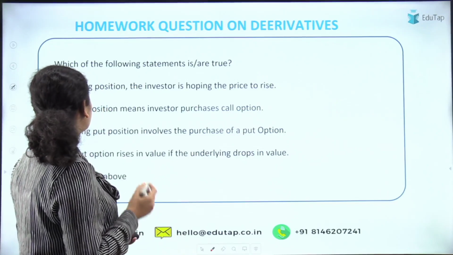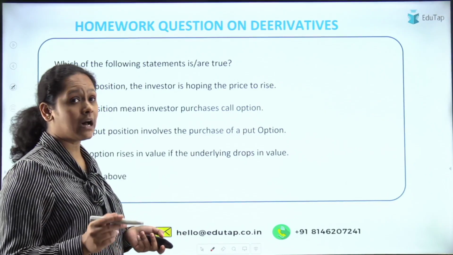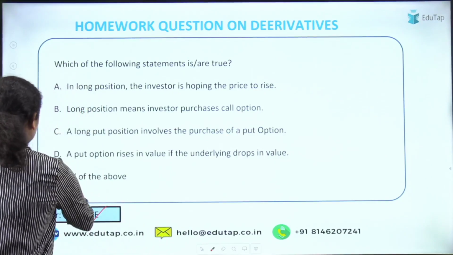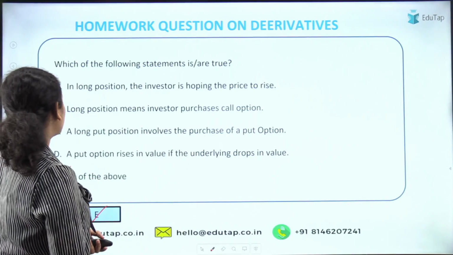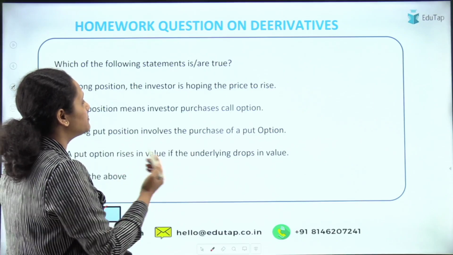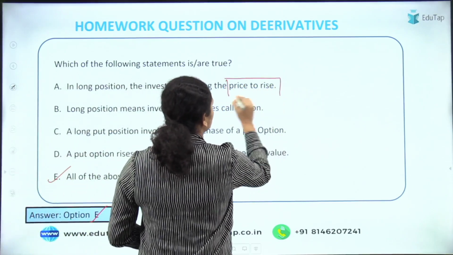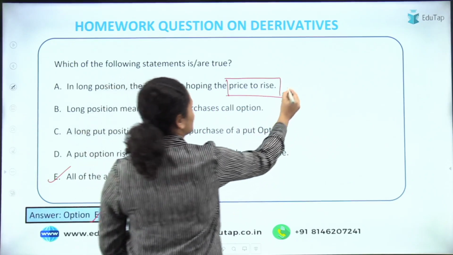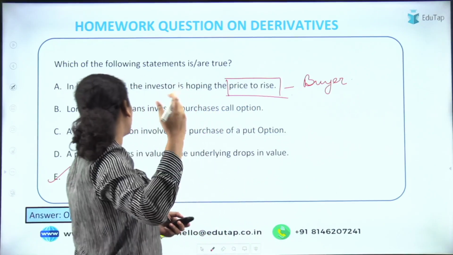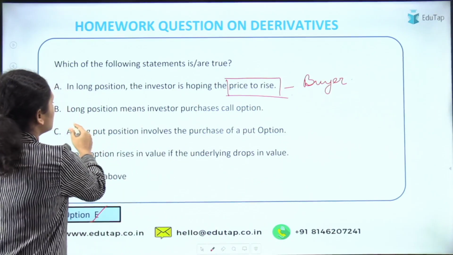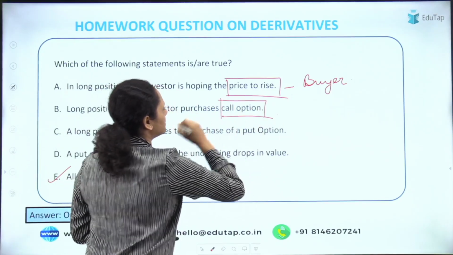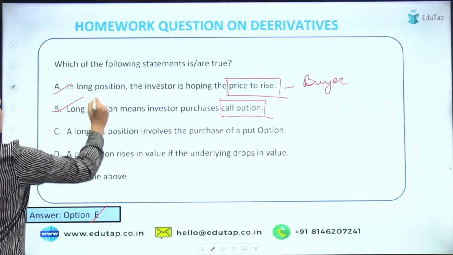The question said that which of the following statements is or are true. The correct option to the question is option E, that is all of the above. It says that in a long position, the investor is hoping the price will rise. In a long position, who hopes the price will rise? It is the buyer who feels that there should be a price rise. It says that long position means investors purchase a call option. What does long mean? Purchasing something. So these two statements are right.